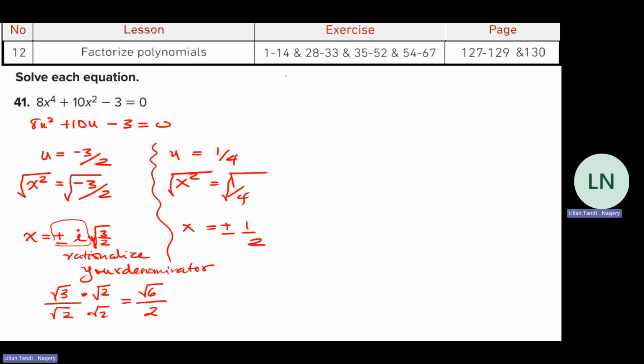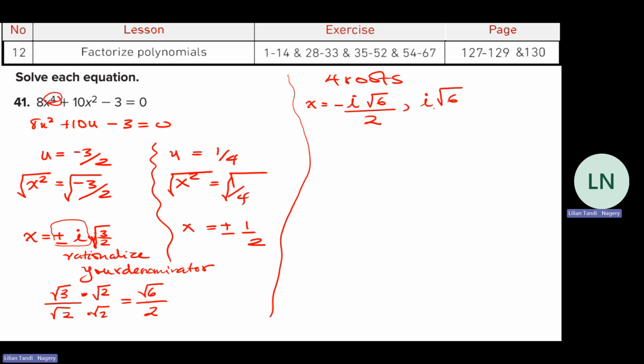So now let's write our answer. We need how many roots? We need 4 roots. So your first root will be x equals negative i square root of 6 over 2. And then positive i square root of 6 over 2. And then negative half, and then half. And there are your 4 roots.